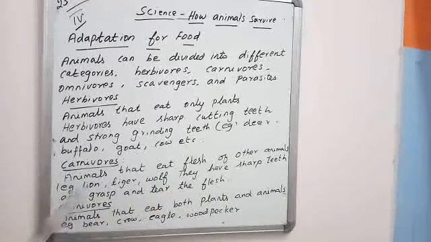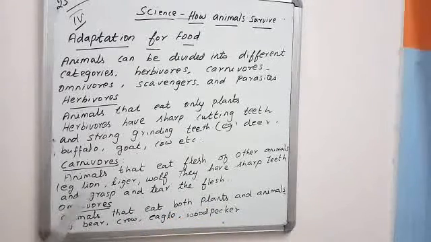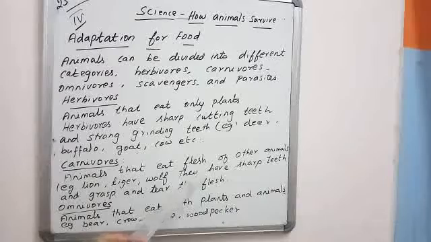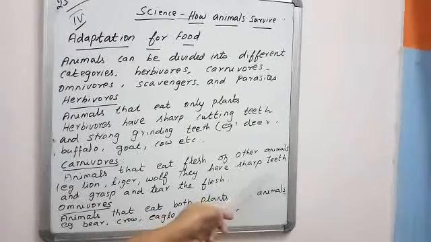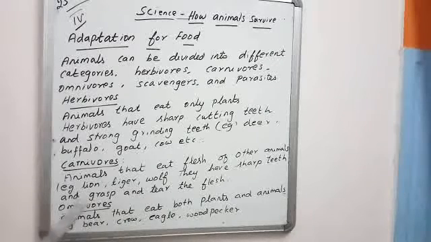Carnivore means animals that eat the flesh of other animals. Examples: lion, tiger, wolf. They have sharp teeth to grasp and tear the flesh. So they have sharp teeth so that they can grasp. Grasp means take hold of it, and tear the flesh.